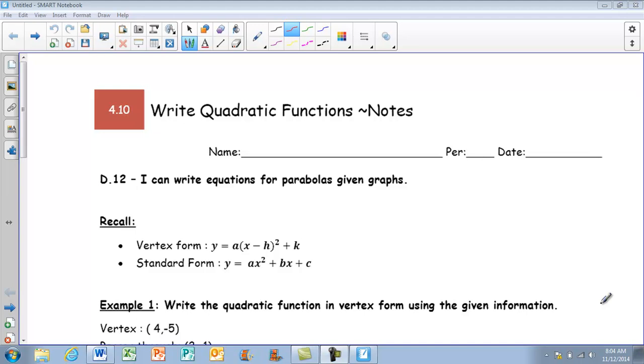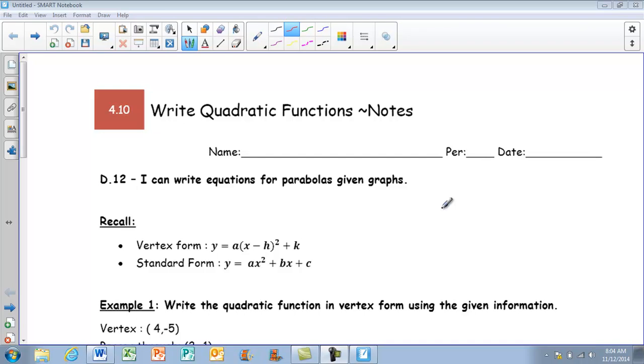Alright, today we're going to take a look at writing quadratic functions. This is lesson 4.10 in your book. A couple things we need to recall is vertex form, which is written here for us. This is our y equals a times the quantity x minus h squared plus k.